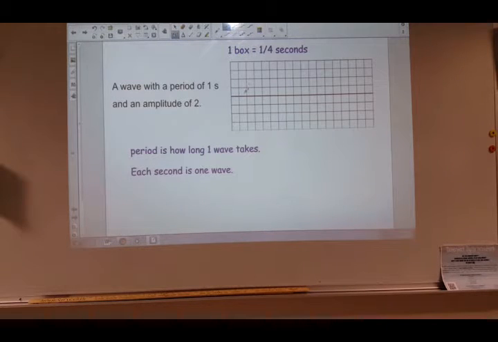So now let's set up our box again. So every 4 boxes is 1 second. Done. And this is asking for an amplitude of 2. So remember that this is our 0 line. An amplitude of 2 would be 1, 2. So our waves need to come up to here. And 1 wave in 1 second. So here's 1 second. So I need to complete up and down with an amplitude of 2 every second. Up, down, second. That's a period of 1 second.